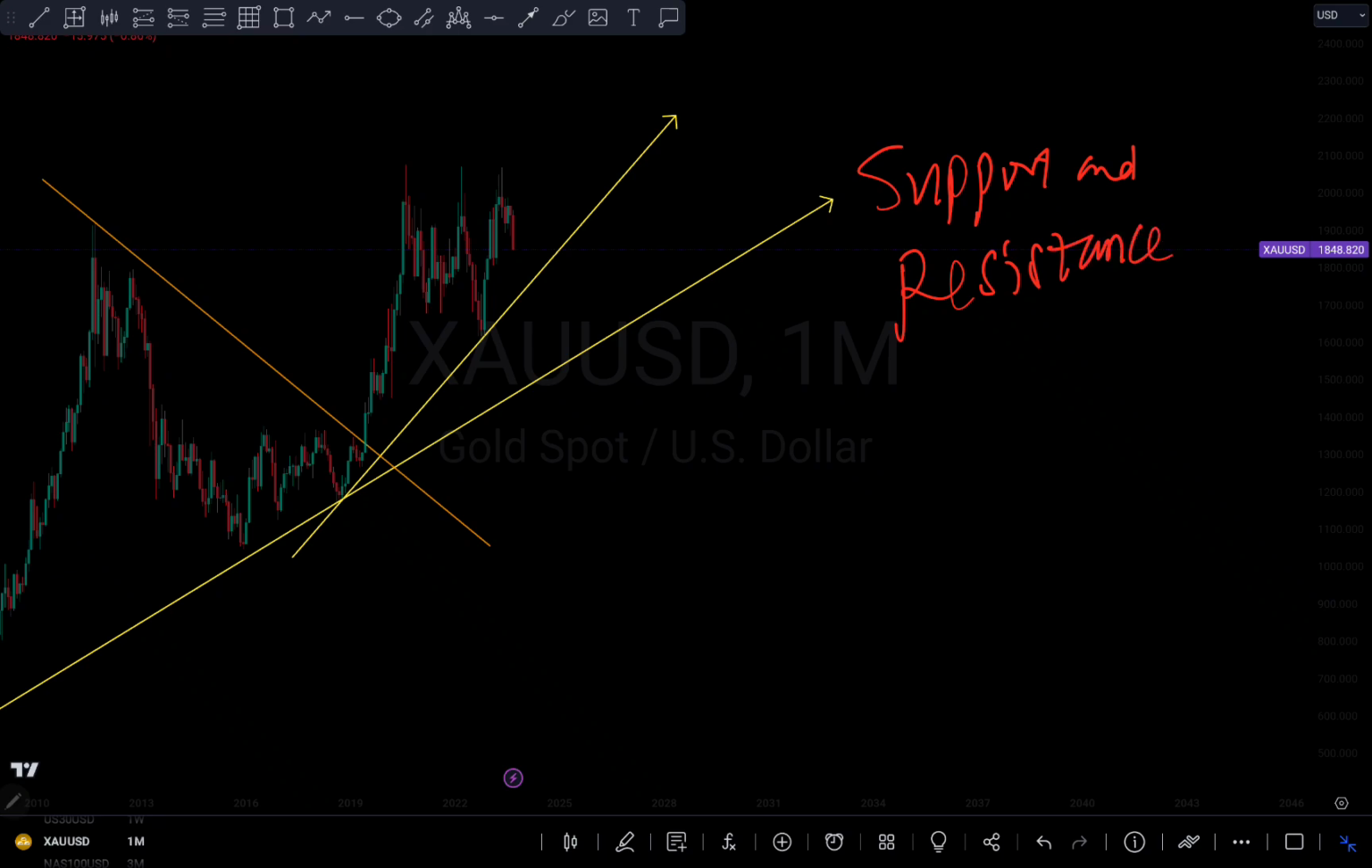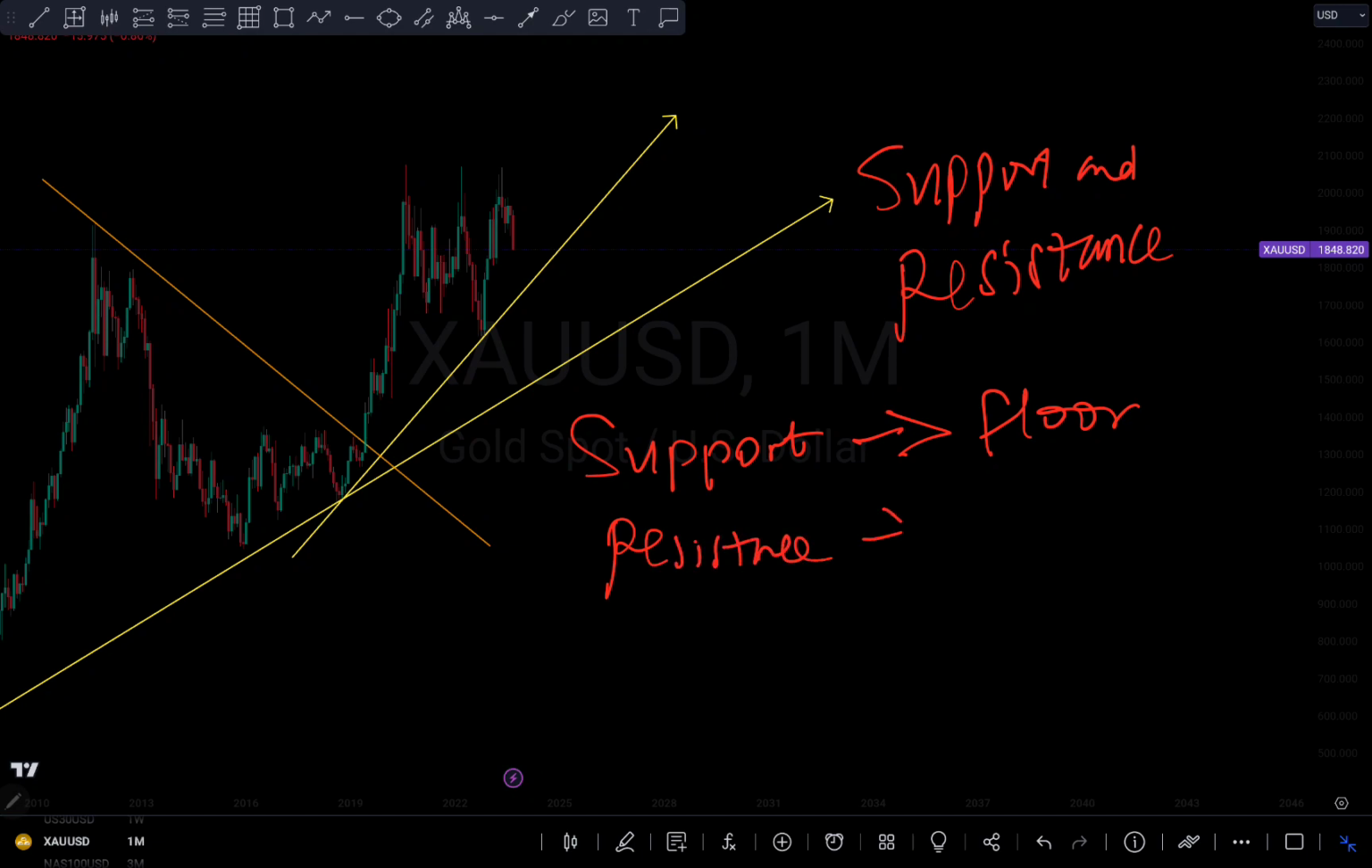So what is support and resistance? Support and resistance is a zone you draw that is a little bit sensitive or has been touched multiple times on the chart. So we call that support and resistance. When you first start, some people don't really understand what that is. To simplify it, when I was trying to understand support and resistance, I knew support was the floor and resistance is the ceiling.